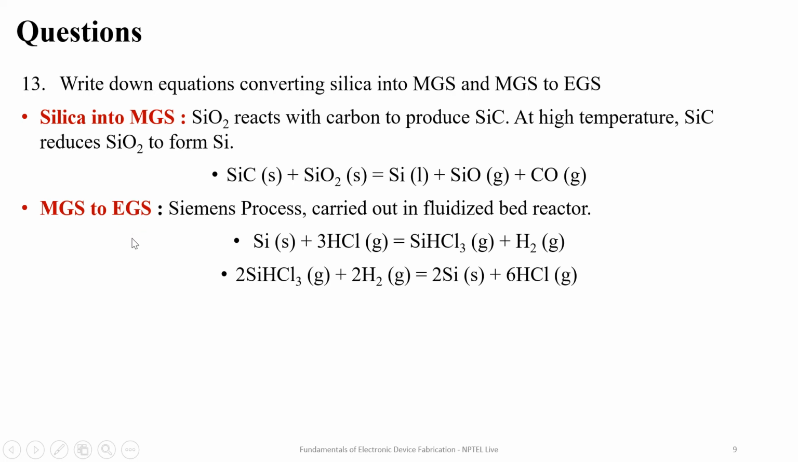This electronic grade silicon is 99.9999999 percent pure, known as nine nines purity. This process is called the Siemens process, and it is carried out in a fluidized bed reactor. It is actually a fractional distillation process. Silicon in solid form is reacted with hydrochloric acid in gaseous form, and we get trichlorosilane in gaseous form. This is again reacted with hydrogen, and the process is repeated multiple times to get electronic grade silicon and HCl. That is the process.